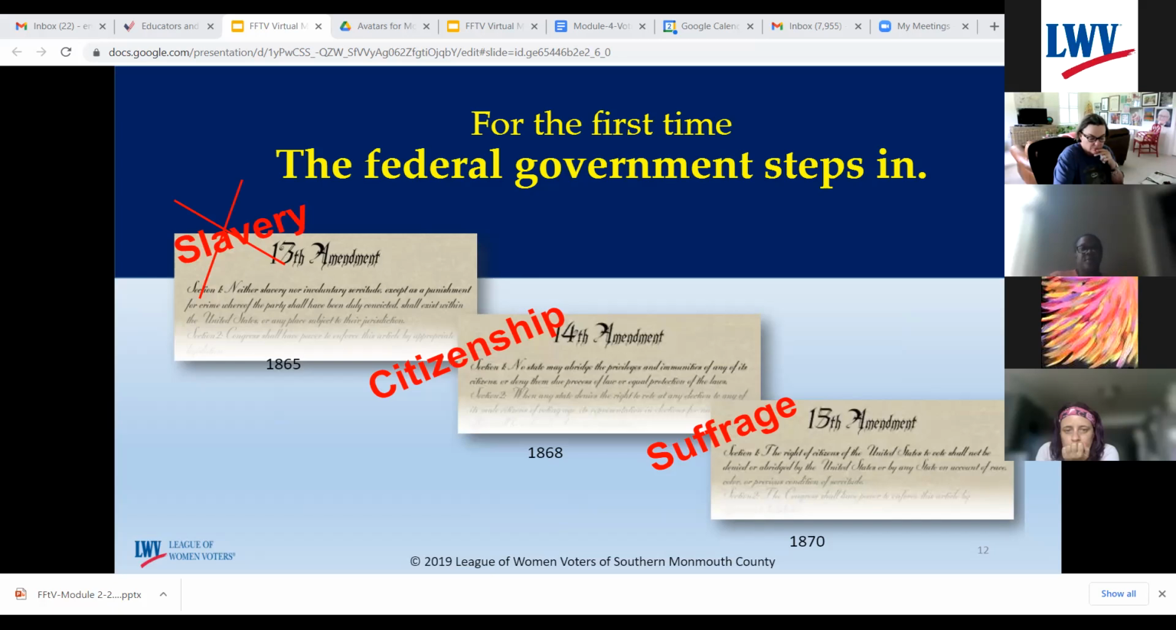The 15th Amendment is the first time that the federal government has stepped in on the question of voting. So, who has the authority normally to decide who gets to vote? Well, the answer is the states. But the point here is that the 15th Amendment is the first time that the government has put a limit on that authority.